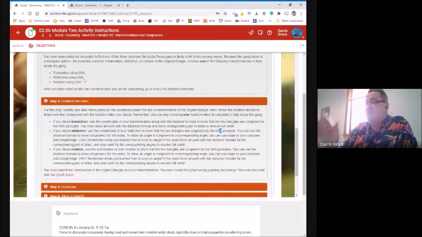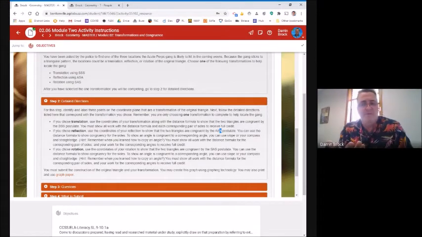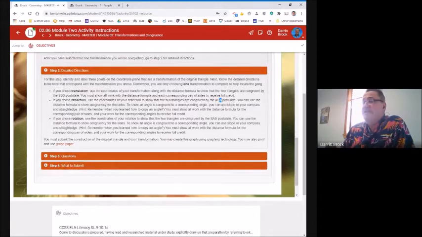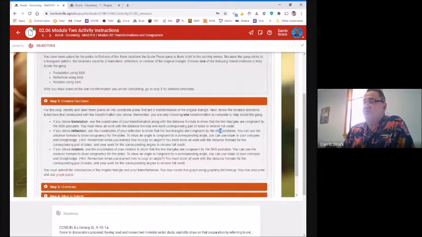angles for the distance formula for those two sides, and then again show the angle is congruent. The rotation, slope may be a better choice than the compass, but I'll show you both ways. So that's the detailed directions once you choose one of those.